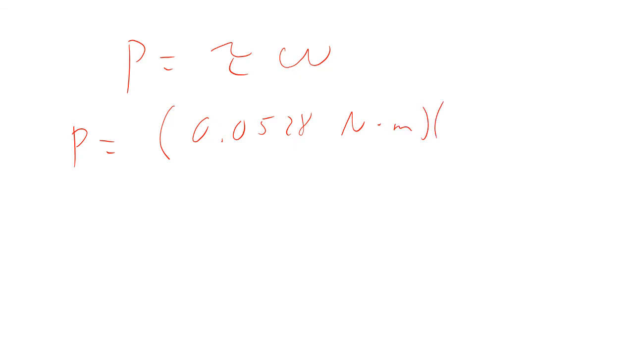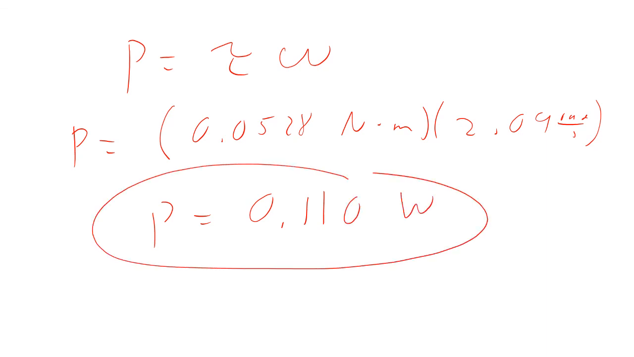So the power is going to be the torque of the motor times the omega. So the power would be 0.0528 Newton meter times 2.09 radians per second. And so the power of the motor to keep the ceiling fan going is 0.11 watts. Okay. So that's one reason things like fans are very, very energy efficient in terms of cooling it.